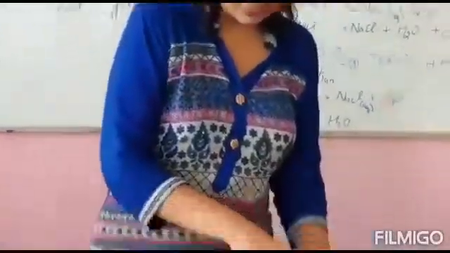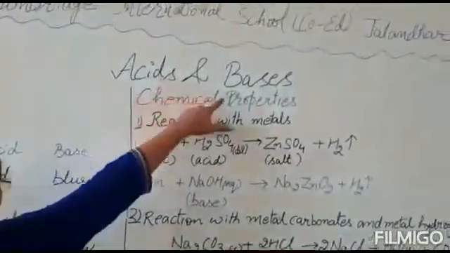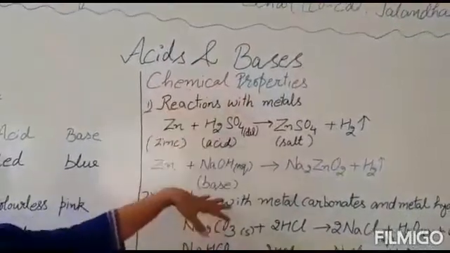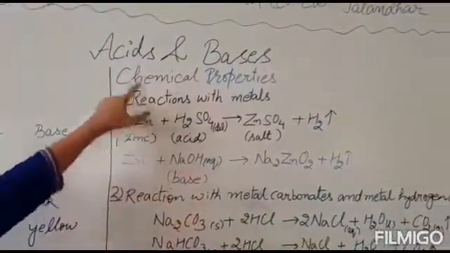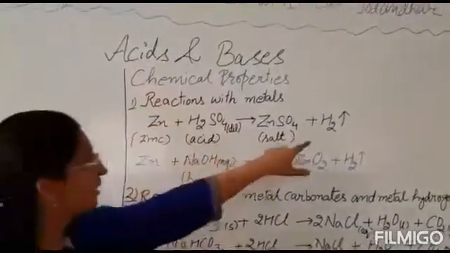So I have shown you the use of these three indicators: litmus, where I have used litmus paper strips, then phenolphthalein and methyl orange, to indicate the difference between acid and base. So now I move to the chemical properties of acids and bases. As we have already studied, acids and bases react with certain metals and liberate hydrogen gas.